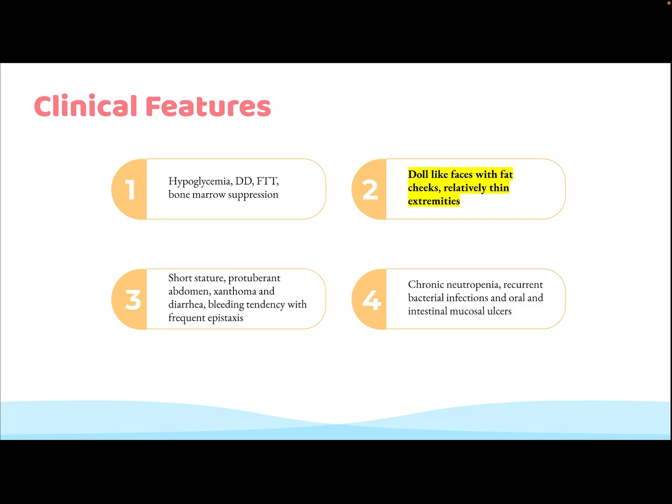Short stature, protuberant abdomen, and xanthoma, because as we said they have fat that accumulates. They will have diarrhea, and a bleeding tendency with frequent epistaxis. Remember, they will have bone marrow suppression, so they will have chronic neutropenia, recurrent bacterial infections, and oral and intestinal mucosal ulcers. Remember, they have some sort of immune deficiency. So children with Von Gierke disease have elements of immune deficiency as well, along with the characteristic features.